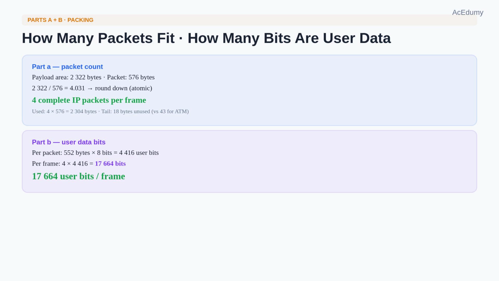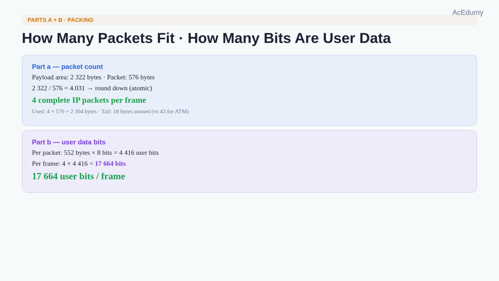Total bytes occupied by those 4 packets. 4 times 576 equals 2,304 bytes. 18 bytes of payload sit unused. Notice, just 4 atomic units fill the frame, compared to 43 ATM cells. Bigger pieces means fewer pieces means less tail waste. Only 18 wasted bytes versus 43 for ATM.